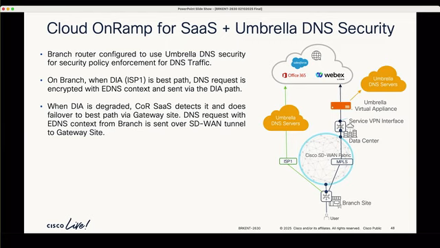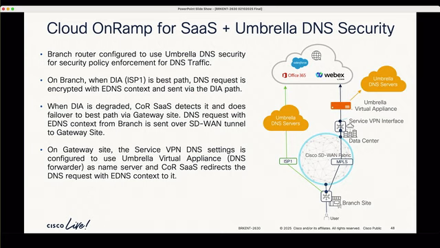But let's say at some point the ISP1 circuit starts degrading, where the performance on the ISP1 circuit is going down. Cloud on-ramp for SaaS will detect that path degradation and change the best path to go over the MPLS towards the data center exits. What's happening within that scenario is the branch router will still send the DNS request with the eDNS context added, and it is now sent to the gateway side. And on the gateway side, we need something called an Umbrella virtual appliance on the LAN side in order to have this DNS security policy working end-to-end from an intent standpoint.